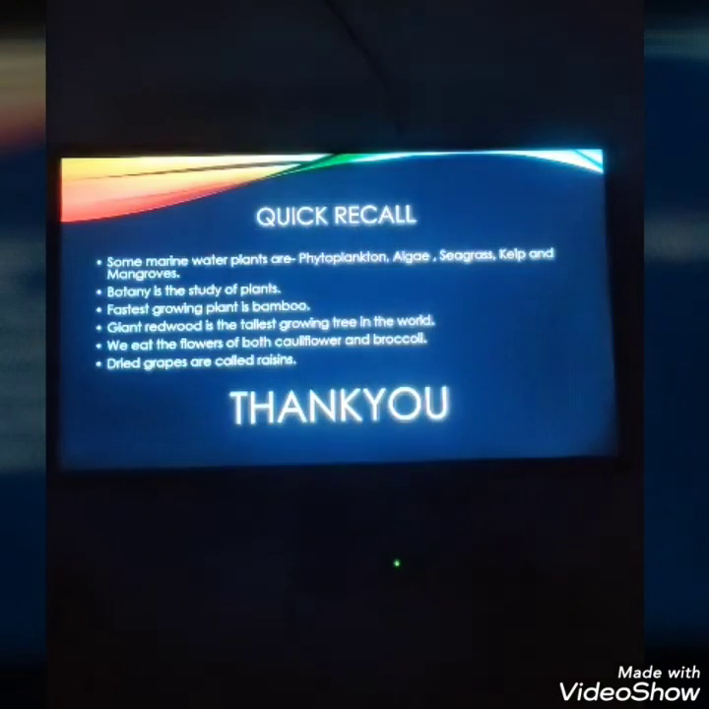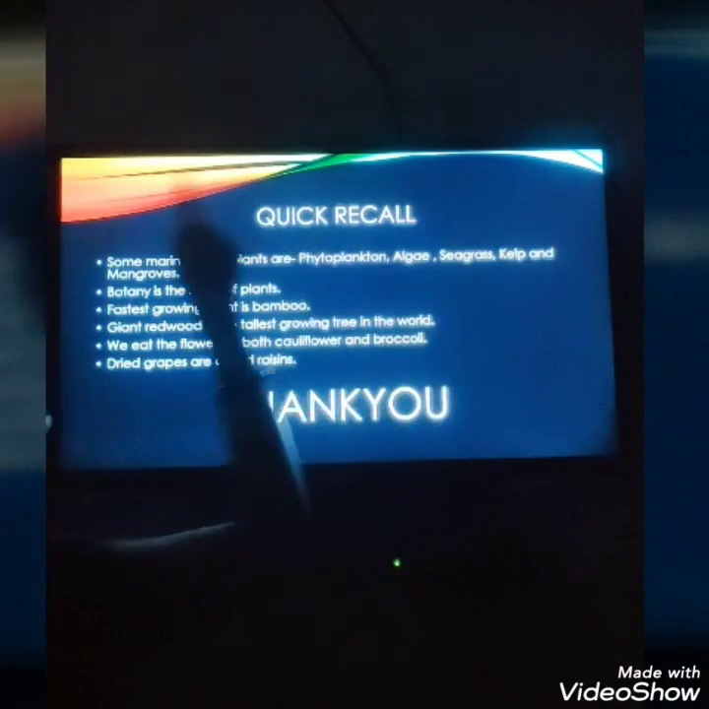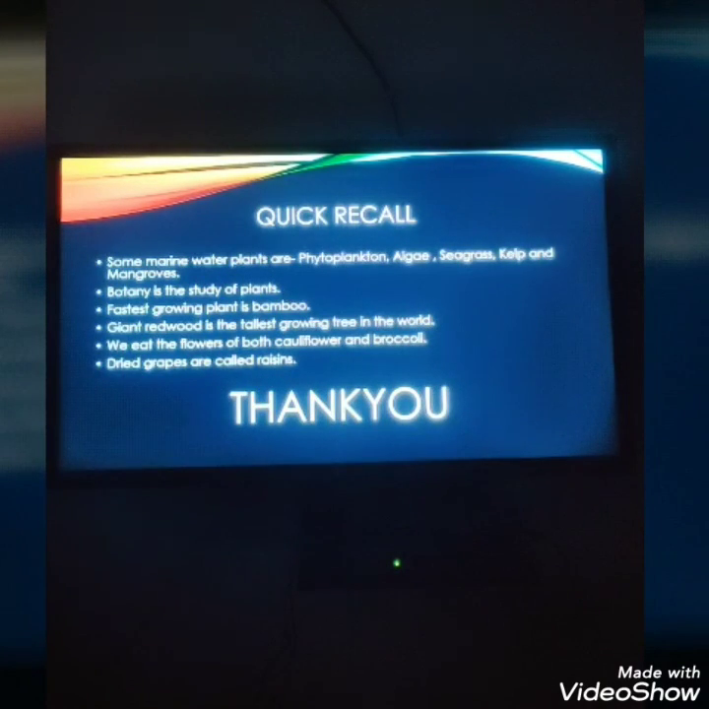Okay, now I have completed my unit one, section plants, chapters 1 to 3. So here is a quick recall. Some marine water plants are phytoplankton, algae, seagrass, kelp and mangroves. Botany is the study of plants. Fastest growing plant is bamboo. Giant redwood is the tallest growing tree in the world. We eat the flowers of both cauliflower and broccoli. Dried grapes are called raisins.